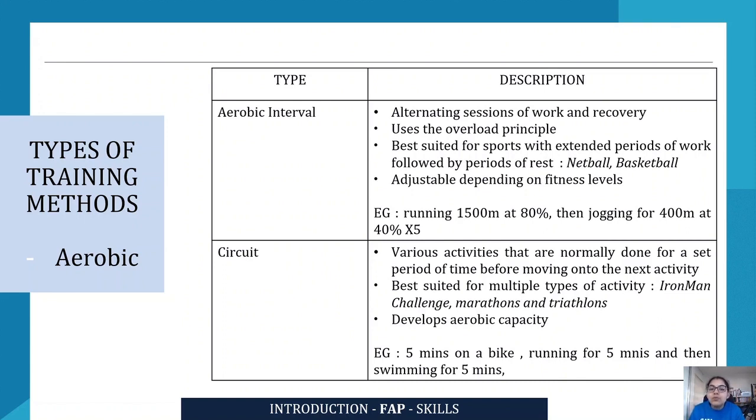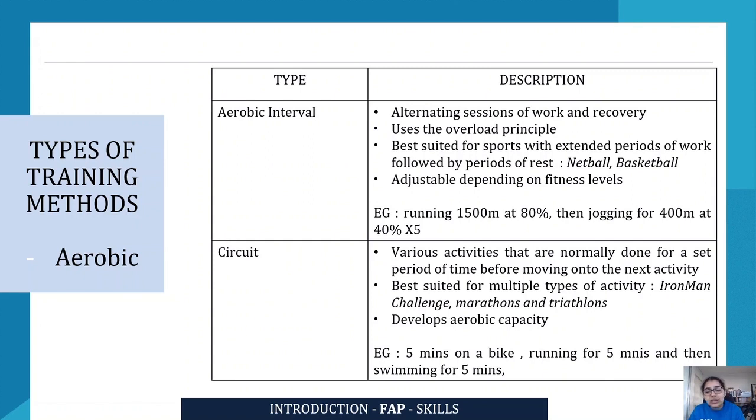So for example, you could be running 1500 meters at 80%, and then jogging for 400 meters at 40%, times 5. So 80% here refers to maximum heart rate. So you're running at 80% of your maximum heart rate for 1500 meters, and then you take a slow jog at 40% of your maximum heart rate for 400 meters, and you repeat the cycle 5 times. That's aerobic interval. There is an alternating session of work and recovery.